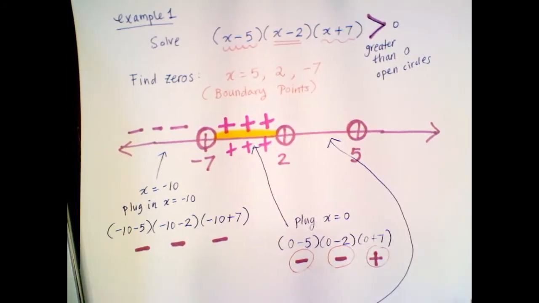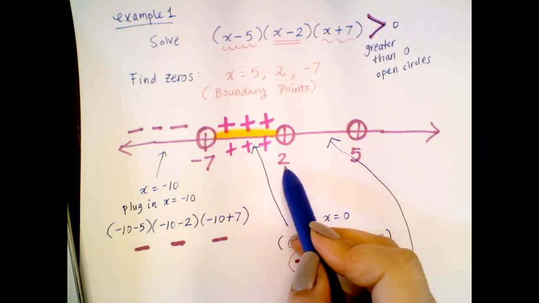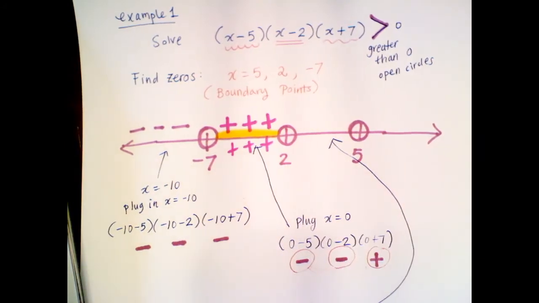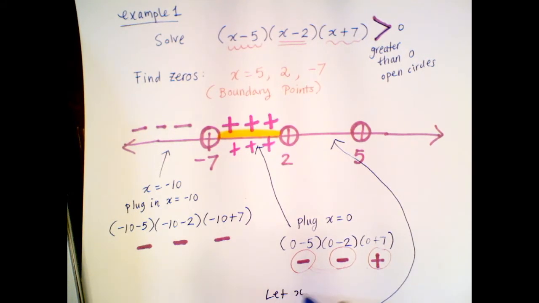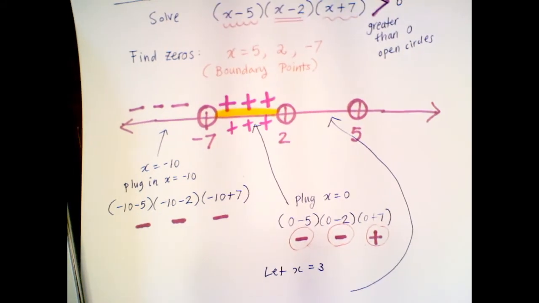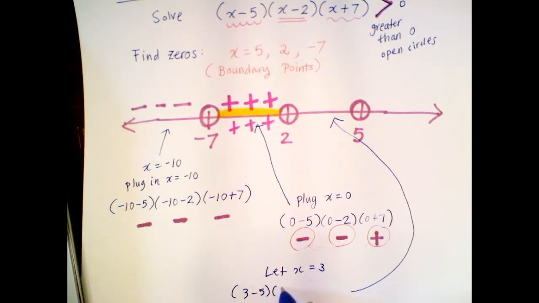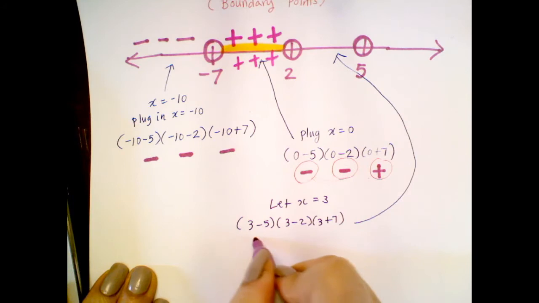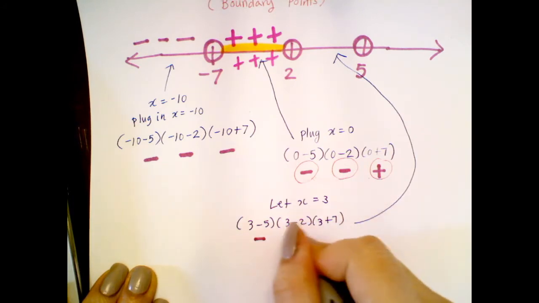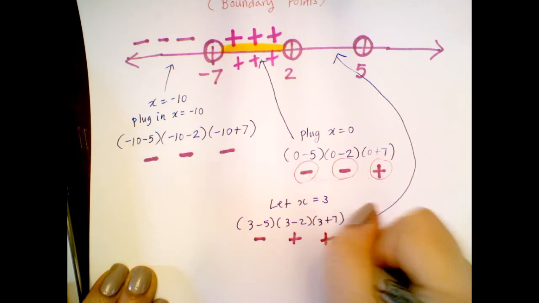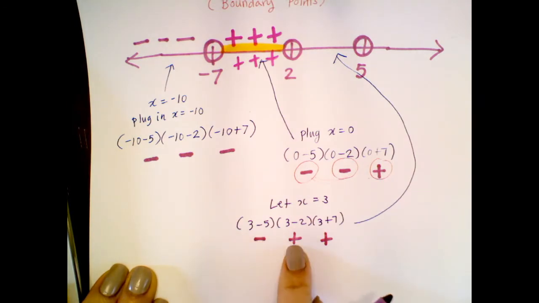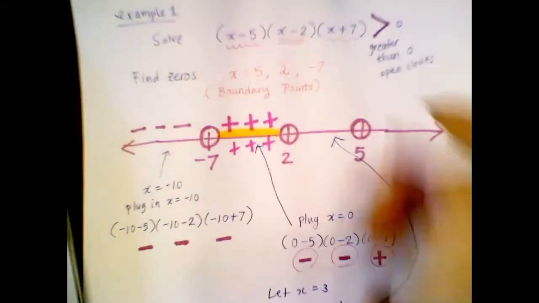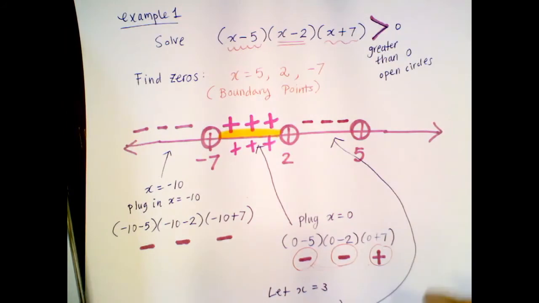Give me a number that's in between 2 and 5. What's a number that's greater than 2 but smaller than 5? I'm just going to go with x equals 3. Okay, so let x equals 3. I'll plug in x equals 3 here. So that will be 3 minus 5, 3 minus 2, and 3 plus 7. Let's see what that will give me. The first number will be negative. This will be positive. And then this one will be positive. If you multiply negative times positive, the sign will be negative, right? So this interval will give me a negative number.